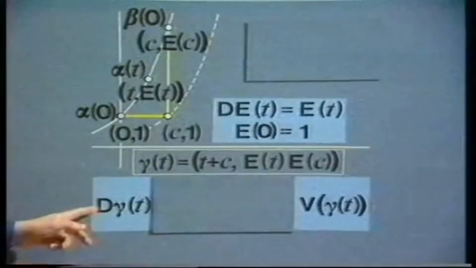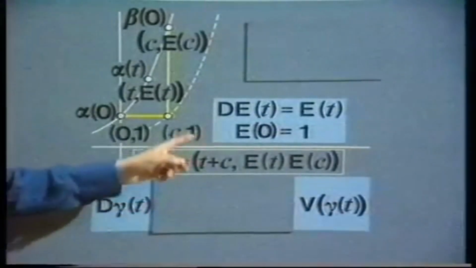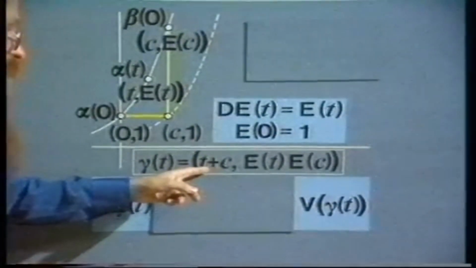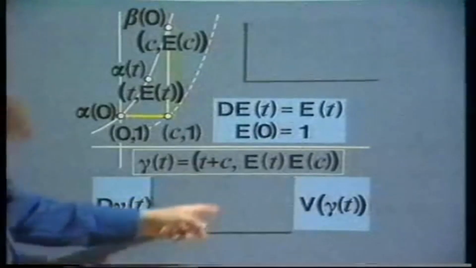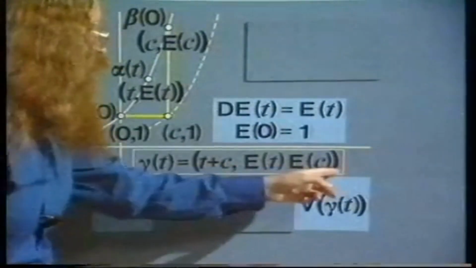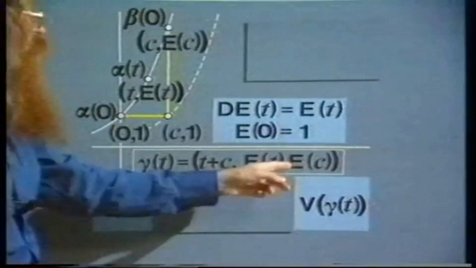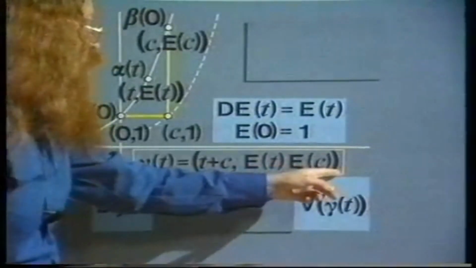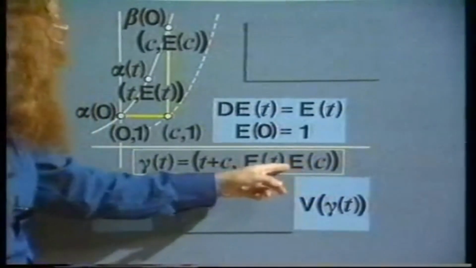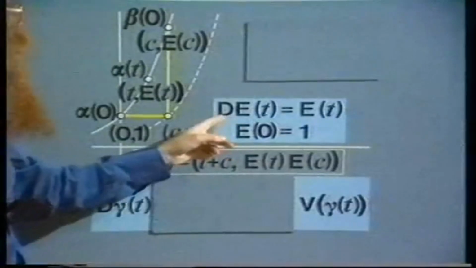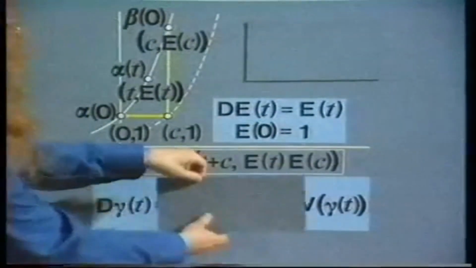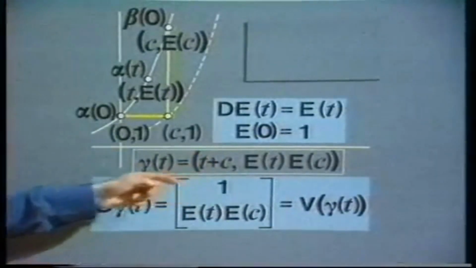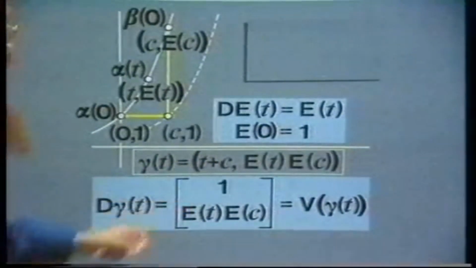Now, the first component of gamma t is just equal to 1, because when we differentiate this, we get 1. And the second component, well, that's just equal to the y coordinate of gamma t, because when we differentiate, this constant remains unchanged, and the derivative of e of t, well, that's just e of t again. So d gamma of t has components 1 and the y coordinate of gamma t.